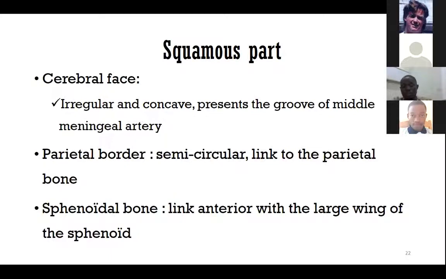Sometimes the treatment is we do nothing when there is a fracture, but if you have a cerebral fistula with leak of the cerebrospinal fluid, and that leak is important, we sometimes open by the middle fossa craniotomy and just close the opening with an autologous graft. The parietal border of the squamous part is semicircular and linked to the parietal bone up. The squamous part of the temporal is also linked to the sphenoidal bone, and you have the sphenoidal border that links anteriorly with the large wing of the sphenoid.